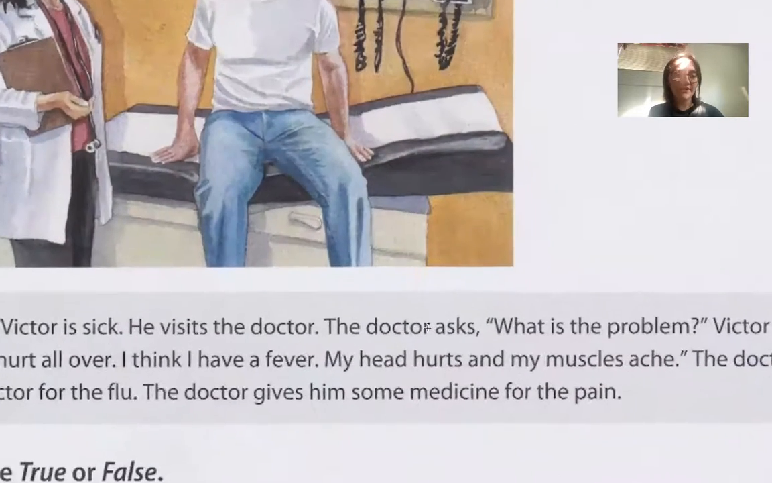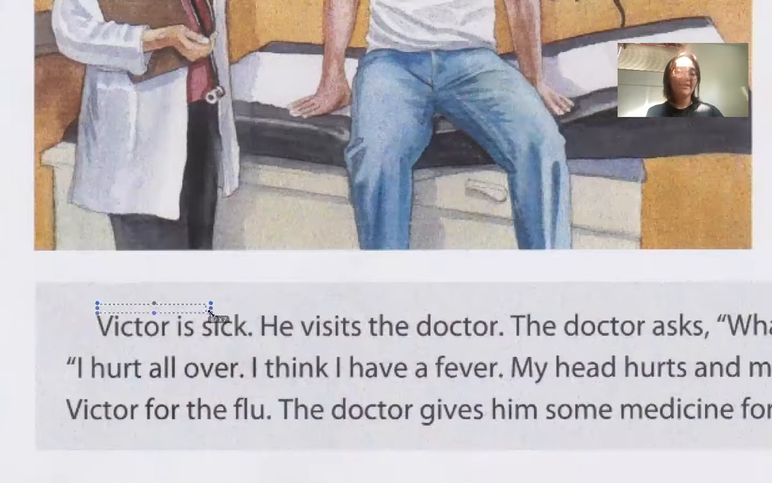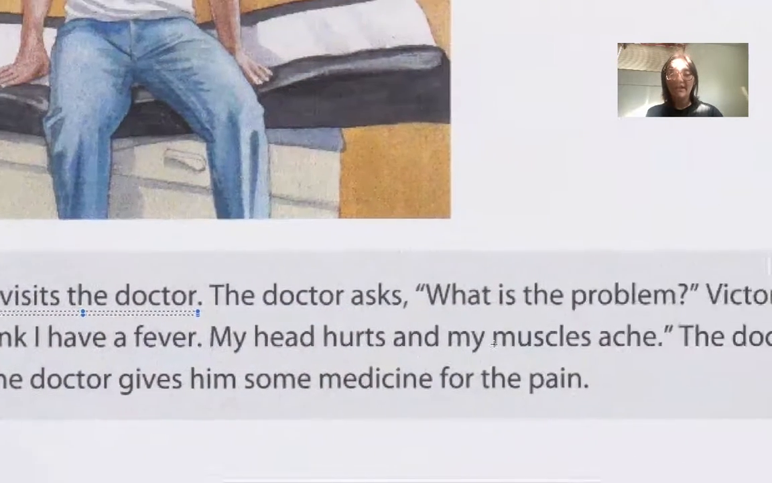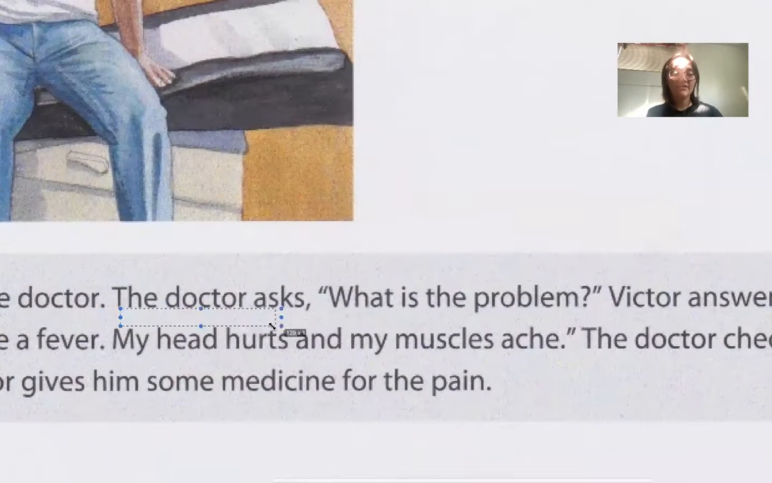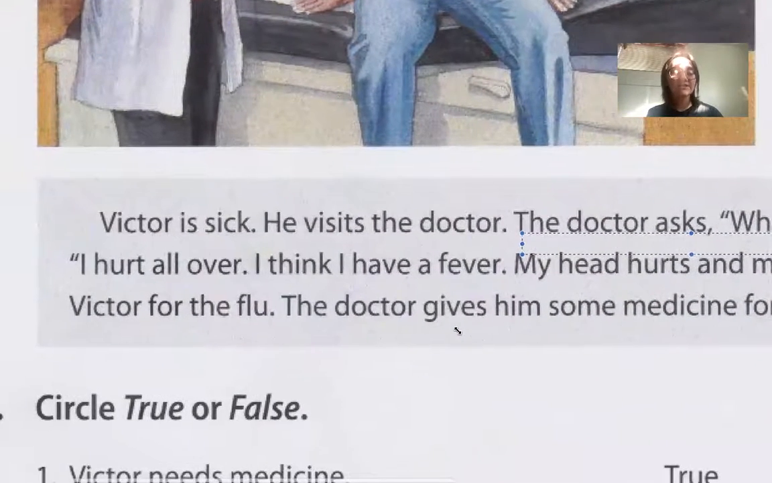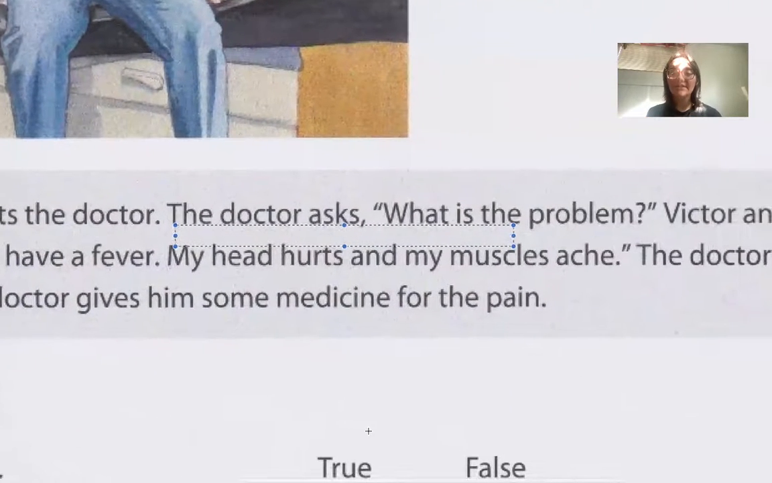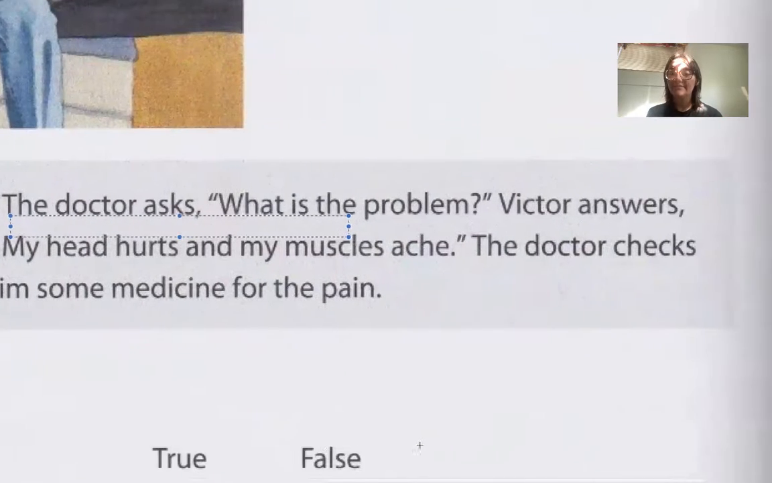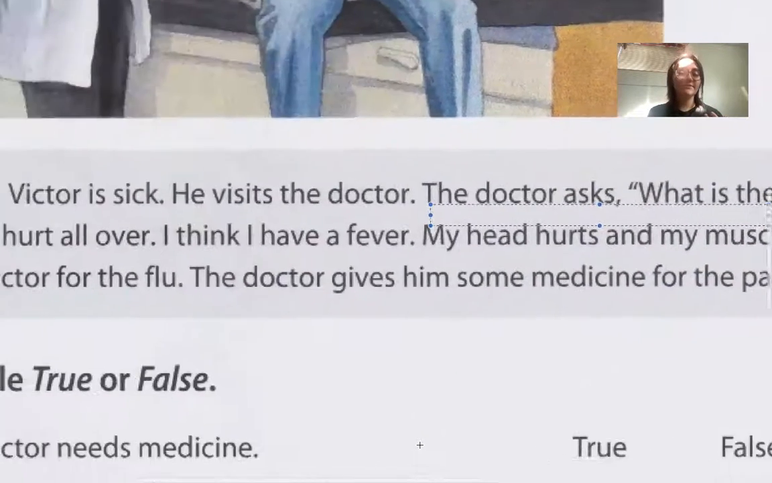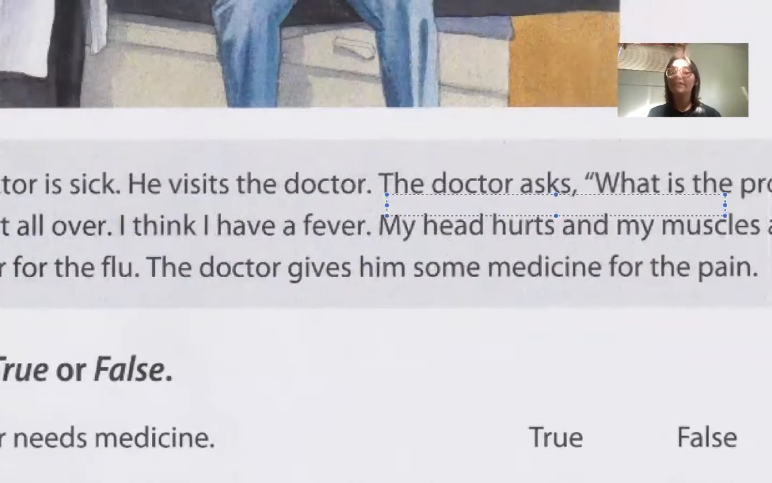So let's read about it. So first, let's start with right here, right? So it says, Victor is sick. He visits the doctor. And then we'll say, or read, the doctor asks, what is the problem? Victor answers, I hurt all over. I think I have a fever. My head hurts and my muscles ache. The doctor checks Victor for the flu. The doctor gives him some medicine for the pain.